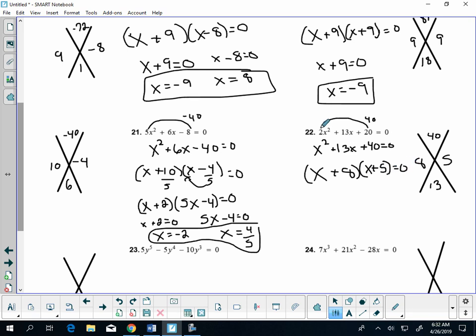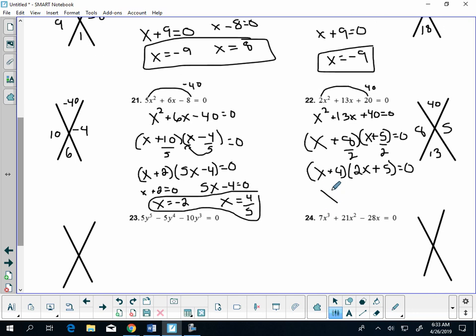Well, we multiplied by 2 here, so we need to divide by 2. And that's going to give me x plus 4. And here we're going to have to slide that 2 in front. 2x plus 5. Set each one of those equal to 0, and when you do that, you're going to get x equals negative 4, x equals negative 5/2.